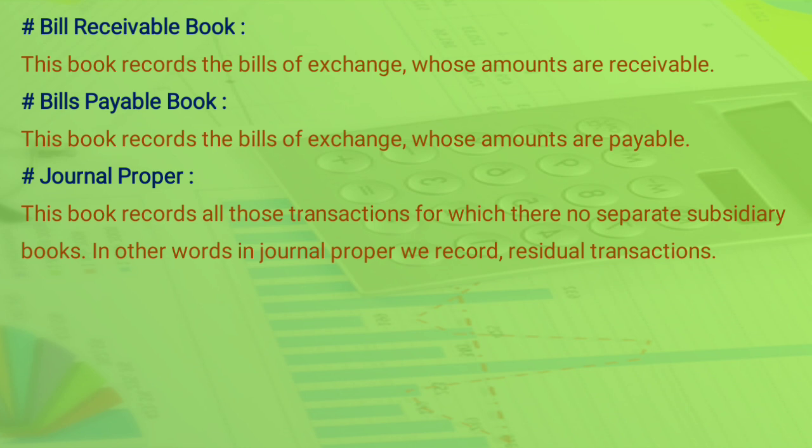And similarly, we have general proper, in which we record all those transactions which have no separate subsidiary books. Simply we can say, all the transactions for which we don't have any different books, we used to record in the general proper. So after these, we have a lot of advantages and disadvantages of all these books.